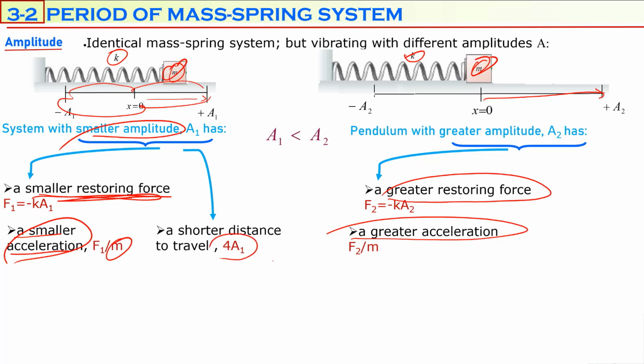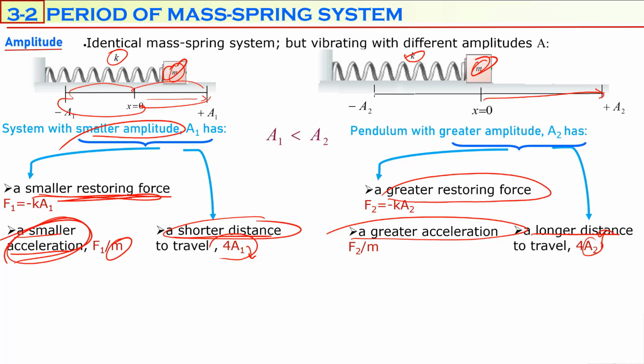But for a1, because a1 is smaller, the mass of the first system travels a shorter distance, but the mass of the second system travels a longer distance because a2 is longer than a1. Now check: shorter distance, smaller acceleration; longer distance, traveled with a greater acceleration.